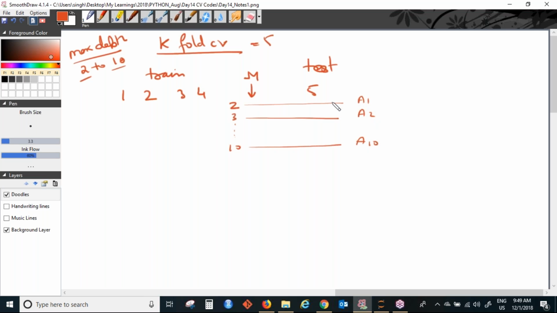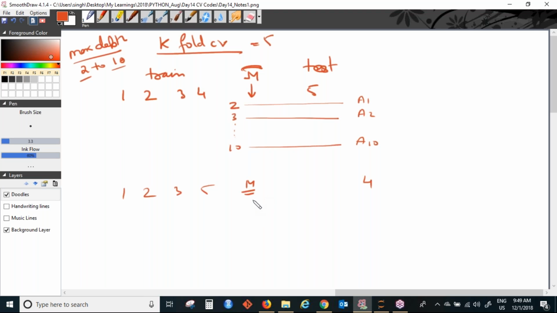Okay, so these are the accuracies we get for different values of max depth for a model built on this data. Now we will change the data. 1, 2, 3, 5, and 4 will come here. Now notice the model is the same. I'm not changing the model. My model is the same, my data is changing. Only my data is changing, my model remains the same.